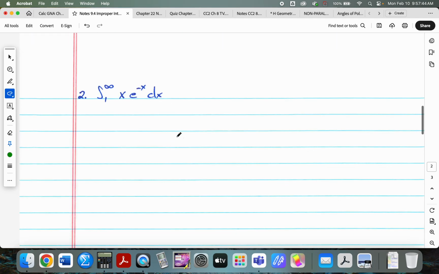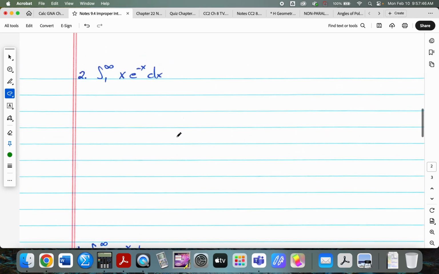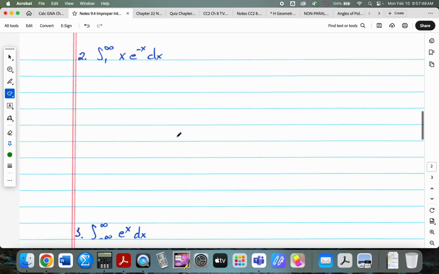All right, let's look at a couple of other ones. The integral from 1 to infinity of x e to the negative x. Well, that's going to be the limit as b goes to infinity of the integral from 1 to b of x e to the negative x dx.